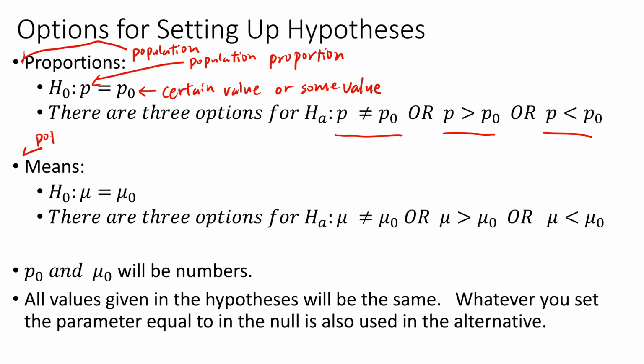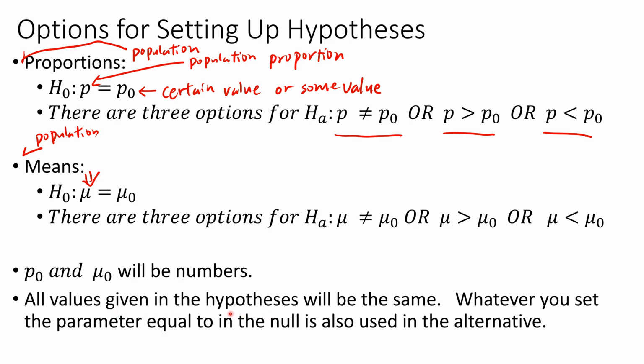If we are interested in the population mean, then the null hypothesis will be mu equal to mu0. Again, the mu0 is just some certain value by your guessing. There are also three options for alternative hypothesis. The population mean mu doesn't equal mu0, or mu is larger than mu0, or mu is smaller than mu0. P0 and mu0 must be numbers.